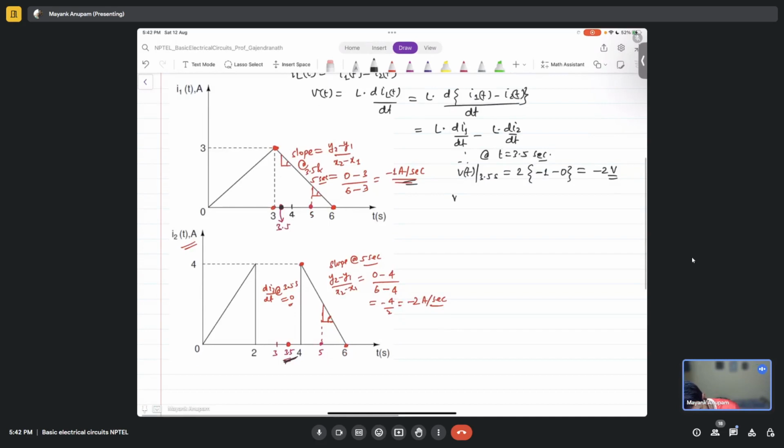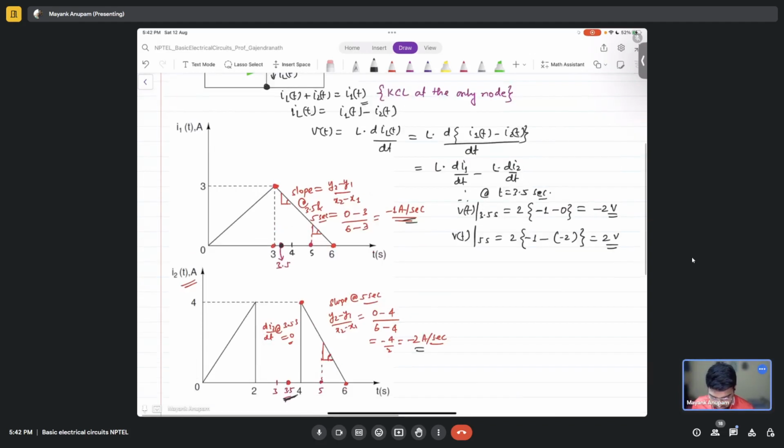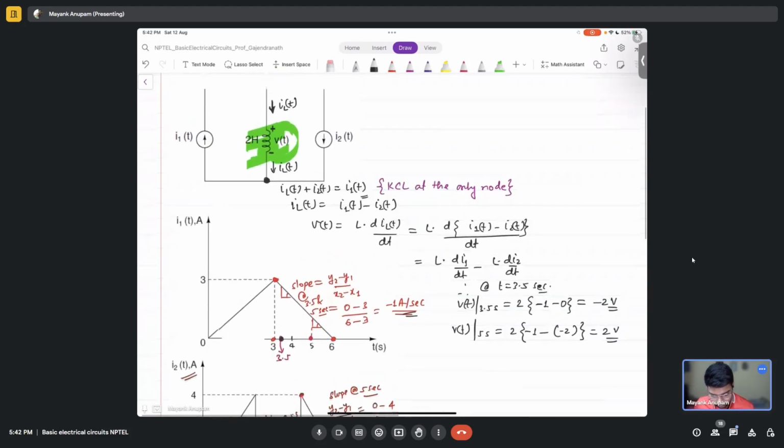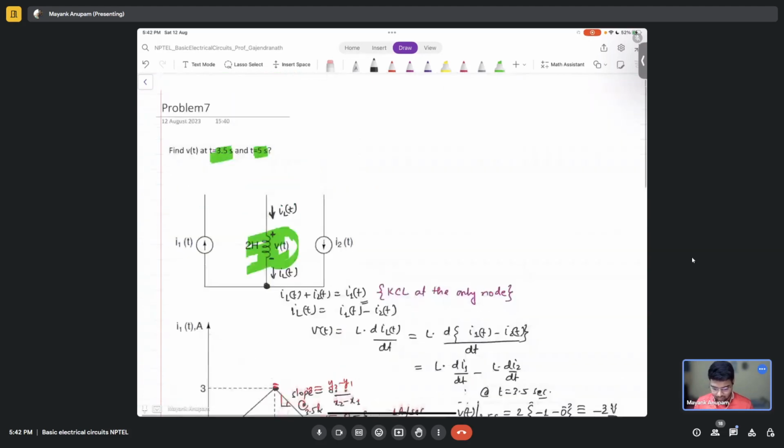Again, what is v of t at 5 seconds? 2 multiplied by again minus 1 minus 2, minus 2. So how much will it be? Plus 2 volt. Is it fine? Yes. So this is how you calculate.